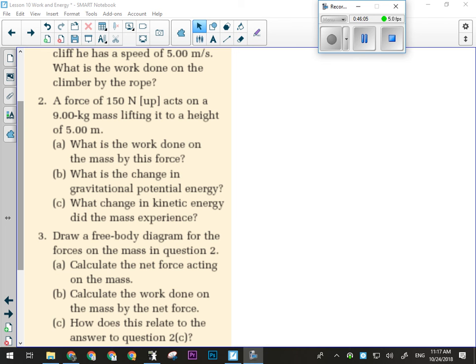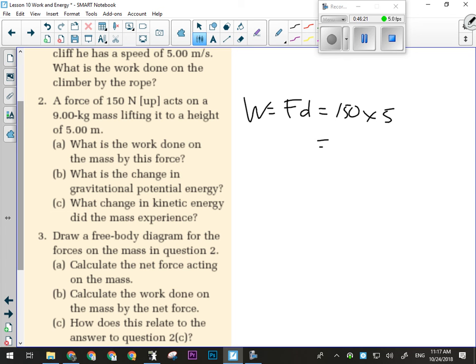All right, so I'm just going to go that work equals F. I'm not even going to write the cos theta part because the force is in the same direction as the displacement. So I'm just going to take that 150 newtons and multiply it by 5 meters. So we're looking at 750. Is that right? Okay, 750 joules. So 750 joules worth of work was done.